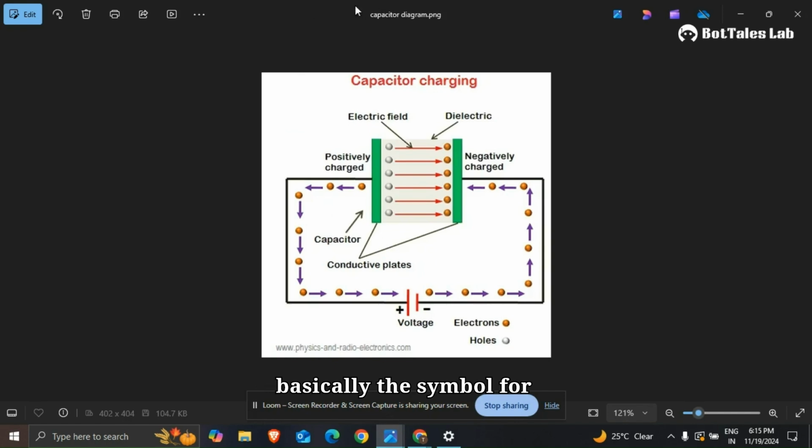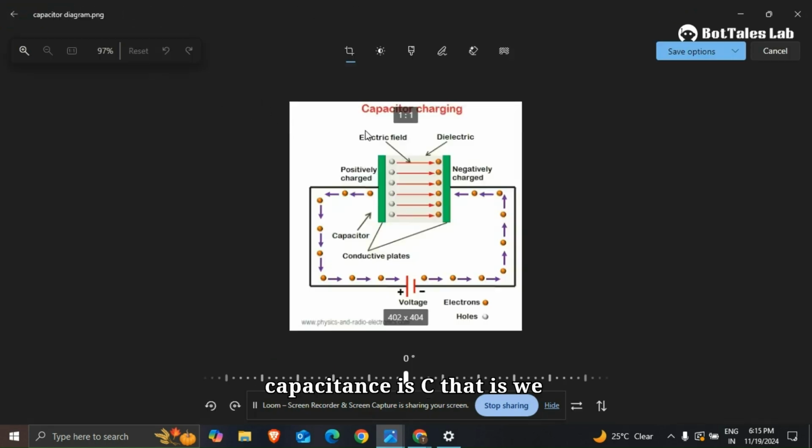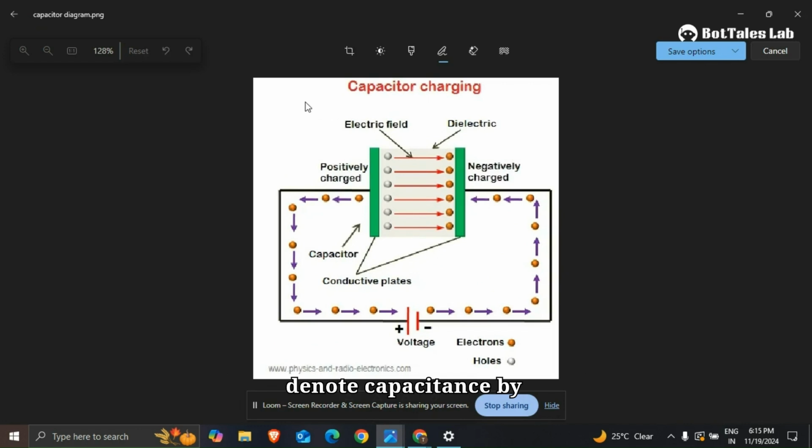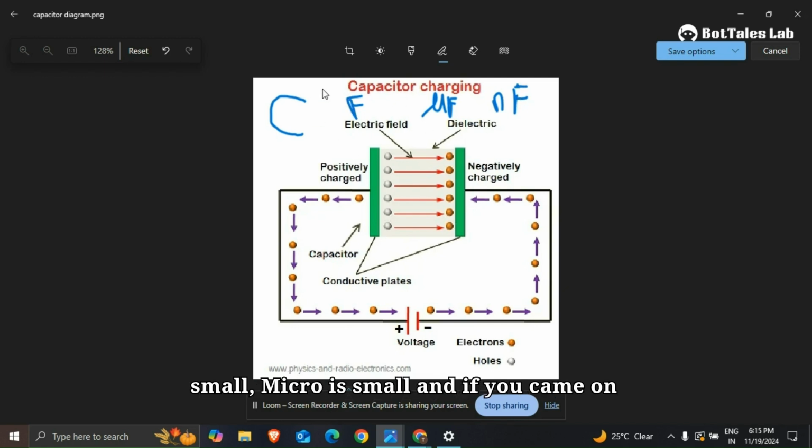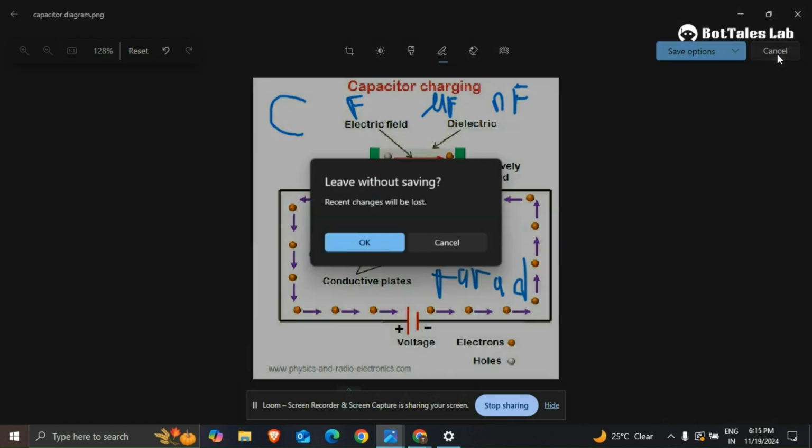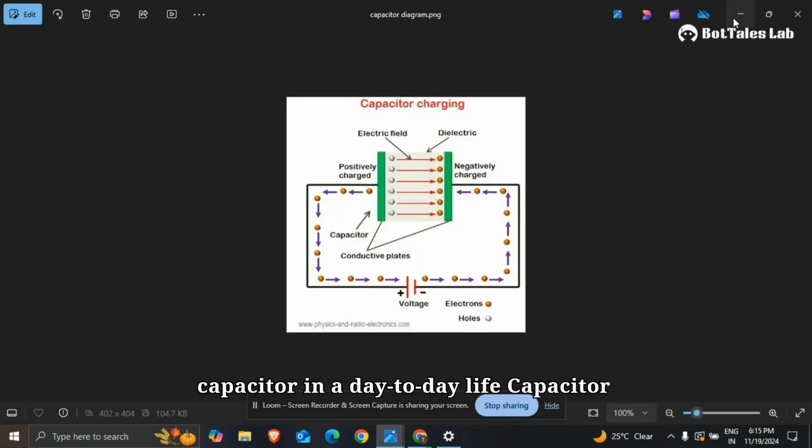So basically, the symbol for capacitance is C. That is, we denote capacitance by C and its unit is farad. Different units are there. Farad is the basic unit. It is also denoted by microfarad or nanofarad. Nano is small, micro is small, and the normal unit, which is called the universal unit, is called farad. F-A-R-A-D. Farad.